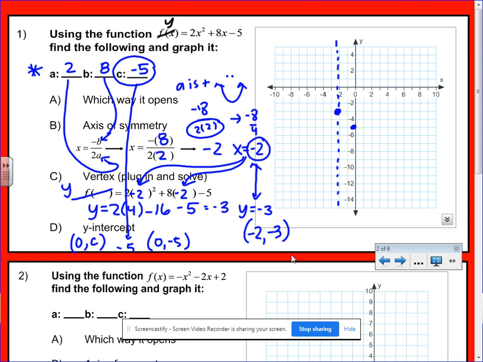That's right. Plug in 2 times negative 2 squared. So negative 2 squared is 4, times 2 is 8, plus 8 times negative 2. So that's minus 16. So 8 minus 16 is negative 8. Oh, well, minus 5, so it should be negative 11. But that still doesn't make sense because you still open up.